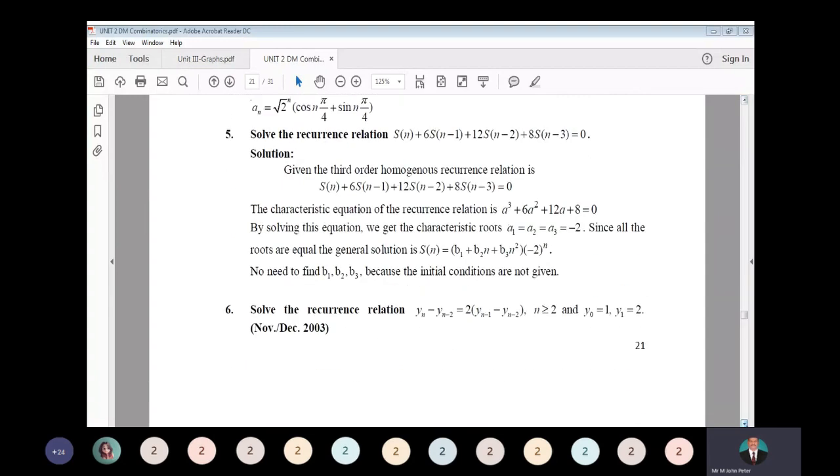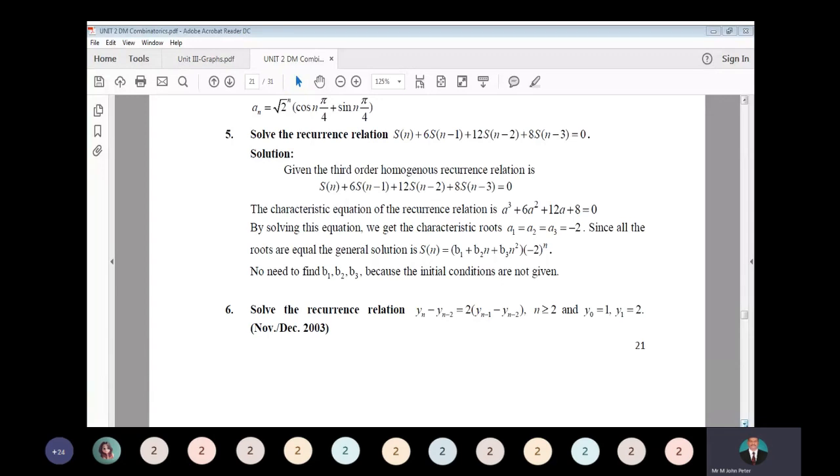Solve the recurrence equation. A third order homogeneous recurrence relation is given: s of n plus 6 times s of n minus 1 plus 12 into s of n minus 2 plus 8 into s of n minus 3 equal to 0. The characteristic equation of the recurrence relation: s of n minus 3, that is the lowest power, you take as a constant, n minus 2 as a, n minus 1 as a square, s of n as a cube. Then you'll get the third degree equation: a cube plus 6a square plus 12a plus 8 equal to 0.